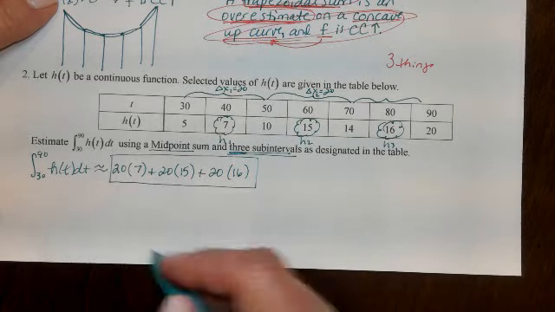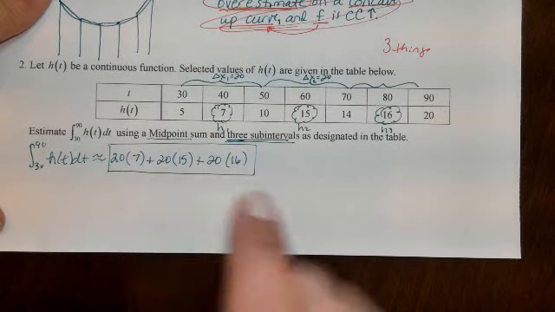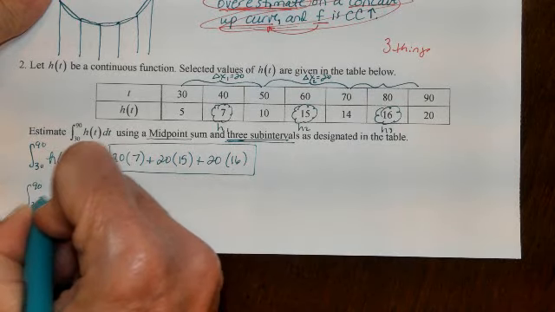Now, while I'm here, let me tell you what else I would accept for this to get full credit. We could have written it like this.